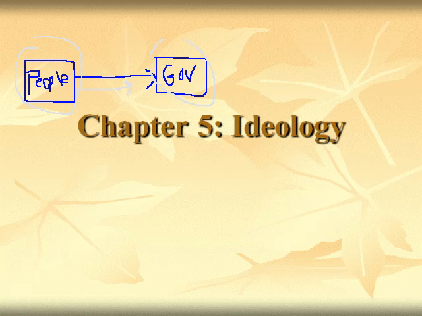And there's a fancy word we use to explain how we communicate these things. We call it linkage institutions. Okay, so things like our ideology, which is what our beliefs about politics are, our public opinion. We are going to communicate our ideology, our public opinion to the government. And that's what this unit's all about.